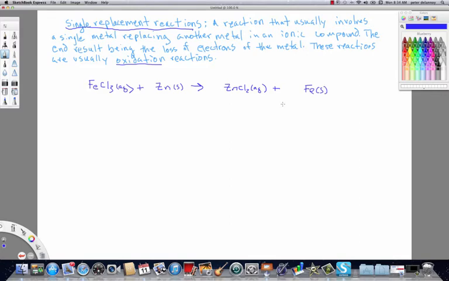Now, like the past videos in this particular playlist where we're looking at specific classes of reactions, we need to balance this equation, and it's a good guess that there's going to be a 2 here, which means there's going to need to be a 2 in front of the iron here. And because 2 times 3 chlorides is 6, we're going to need a 3 here. And that means that we're going to need a 3 in front of the zinc.